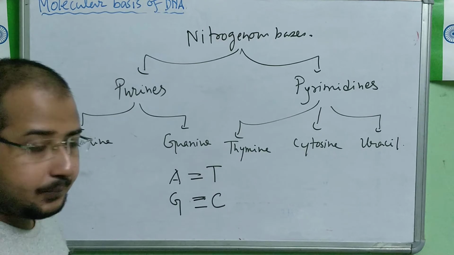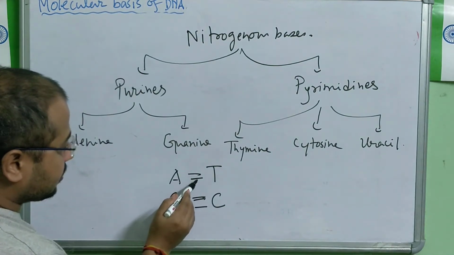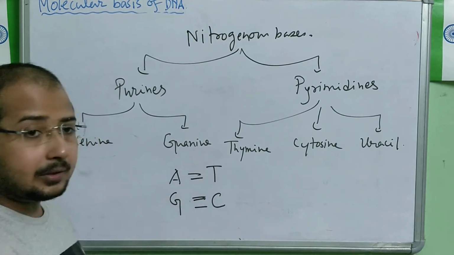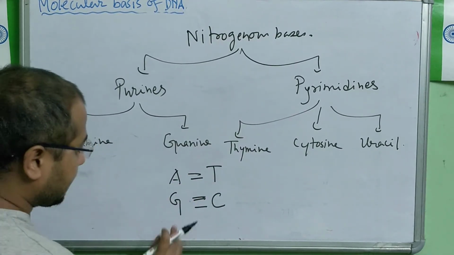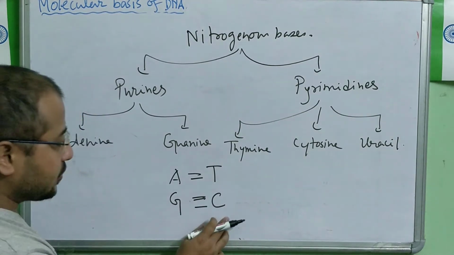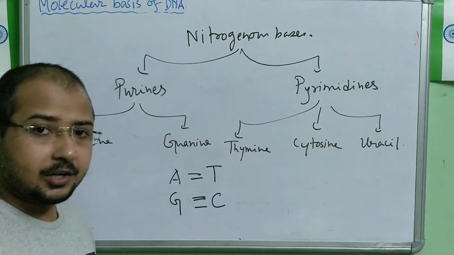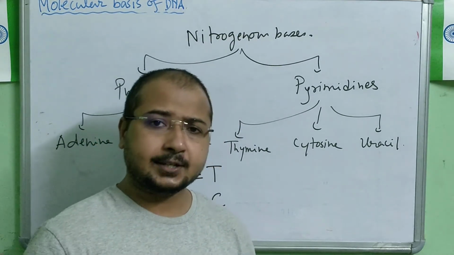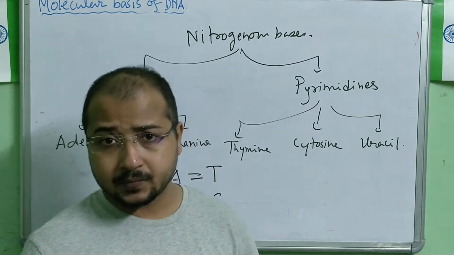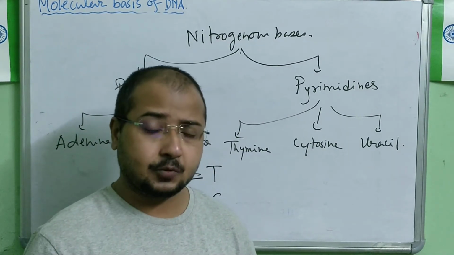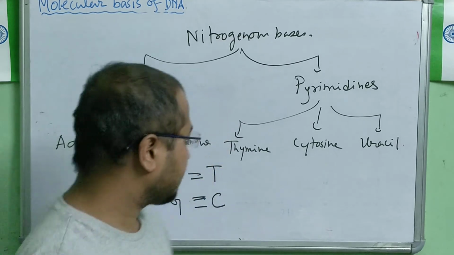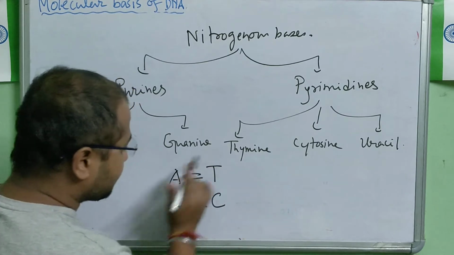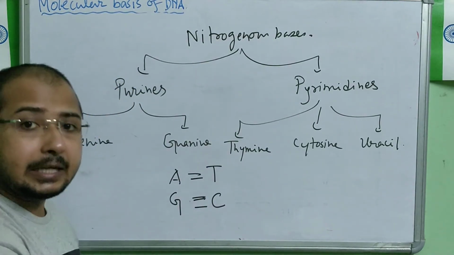Now look here. There is a double hydrogen bond between adenine and thymine. Two hydrogen bonds. And between guanine and cytosine, three hydrogen bonds are there. Remember this. There are molecular structures of the nitrogenous bases too. You have to practice the structures of the nitrogenous bases. Now, this is the base pairing found in the DNA.